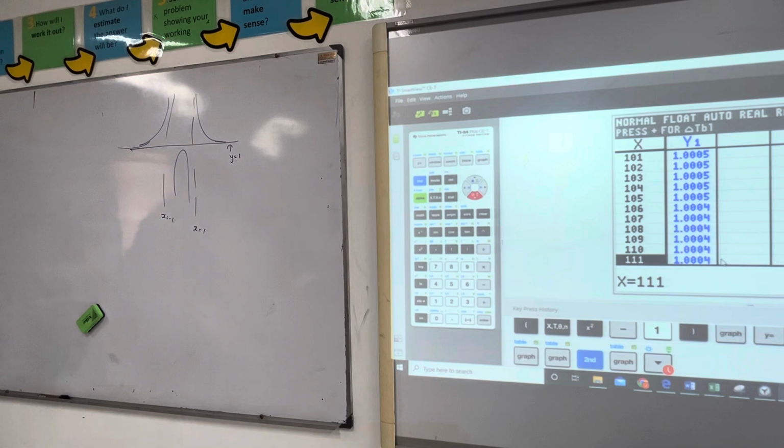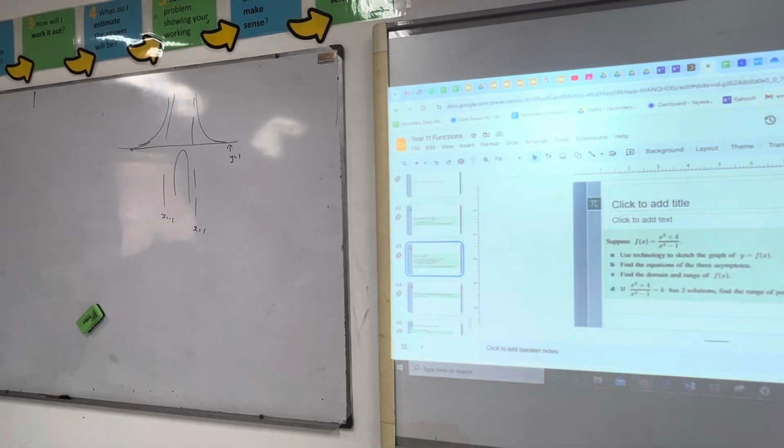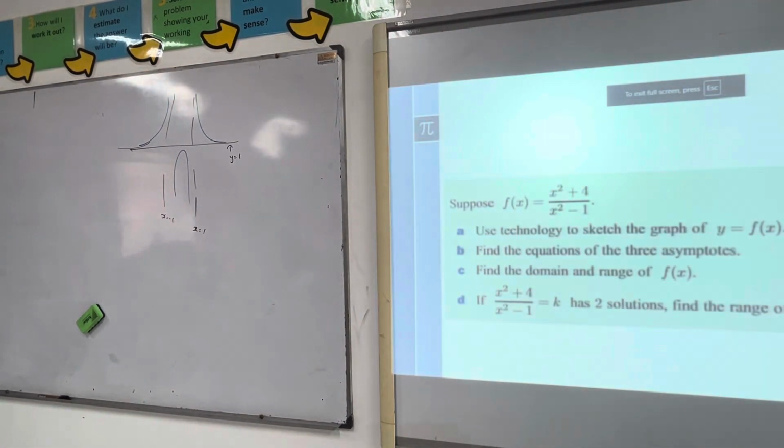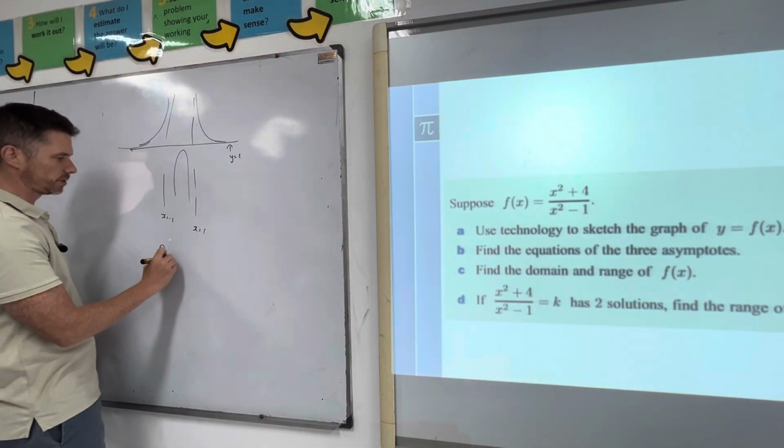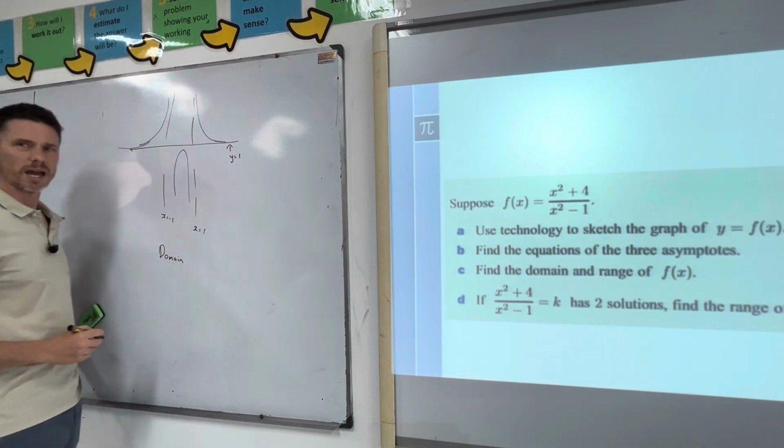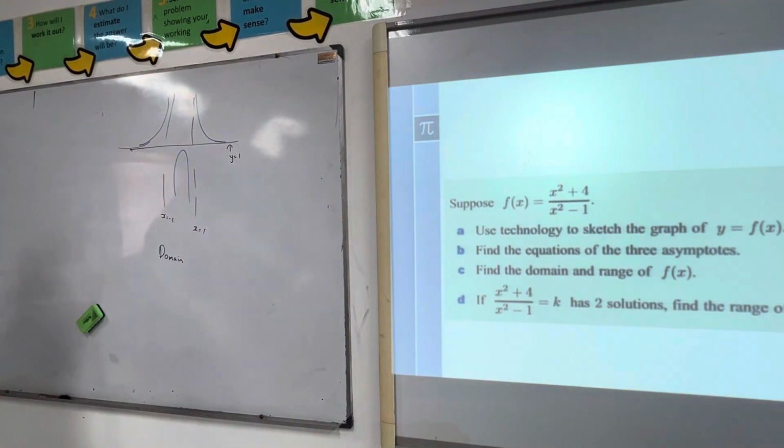Okay, what about the rest of the question? This is a really difficult question. Find the equations, we've done that. Find the domain and range. So the domain are the input values, the x values. What can x be and not be? x can be less than -1, and x can be more than 1.